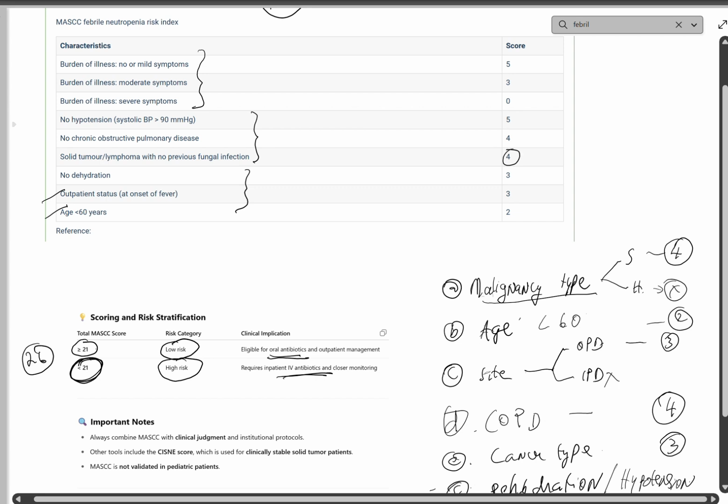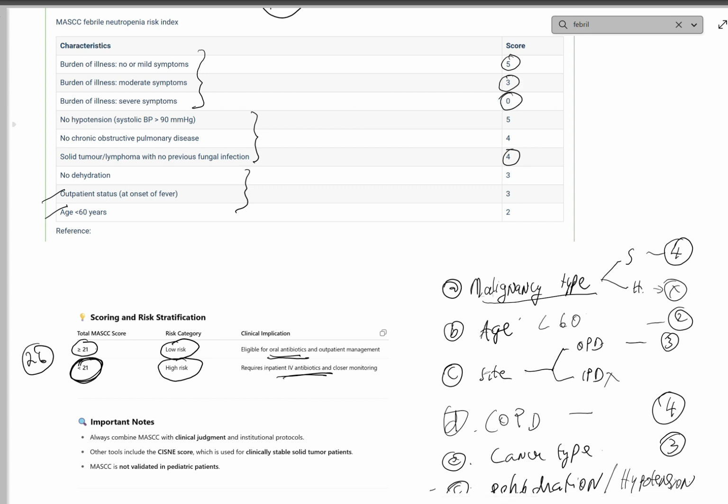So you gradually keep adding on. If there are no symptoms, you give 5. So basically, every point you give in the MASCC is to push the patient outpatient. And you need at least 21 points to push the patient out of the hospital.